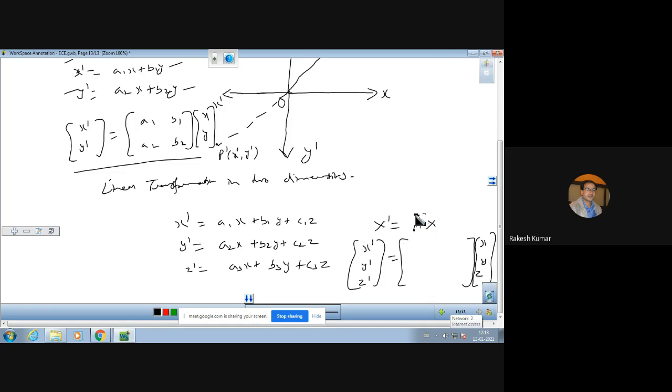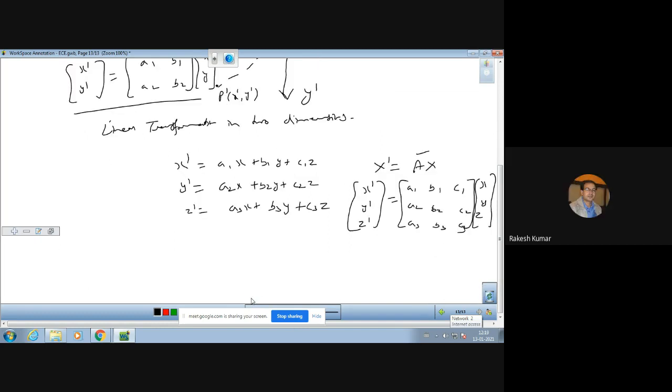And what is the matrix A? A can be written like this: A1, B1, C1, A2, B2, C2, A3, B3, C3. So this type of transformation is linear transformation, and it is transforming the point (x, y, z) to (x dash, y dash, z dash) in three dimensions. So these are the transformations we have.